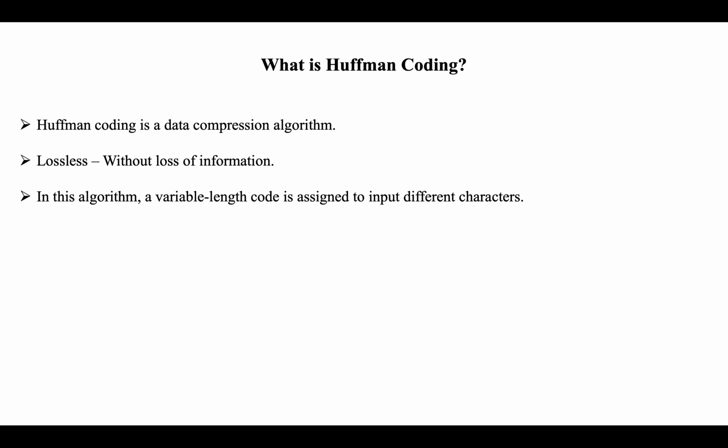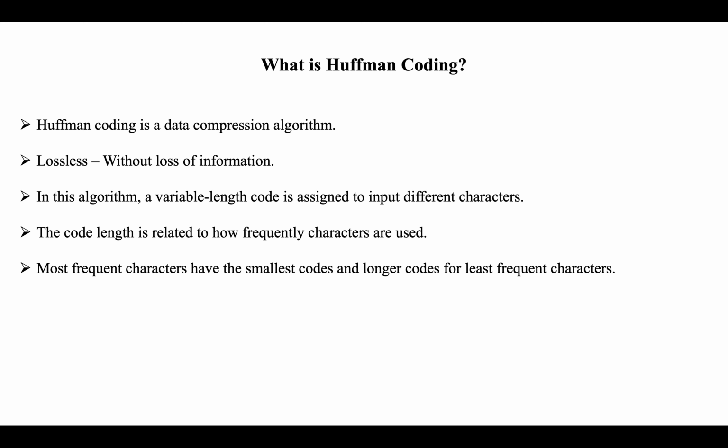So in this algorithm, we assign a variable length code to each and every character of the input, and that code will depend upon the frequency of the character. The most frequent character will get the smallest code, and the character which is appearing less frequently will get the longer code. So in this video, I will explain if a normal message is sent, then what will be the cost, and what is the fixed size encoding and what is the variable size encoding.